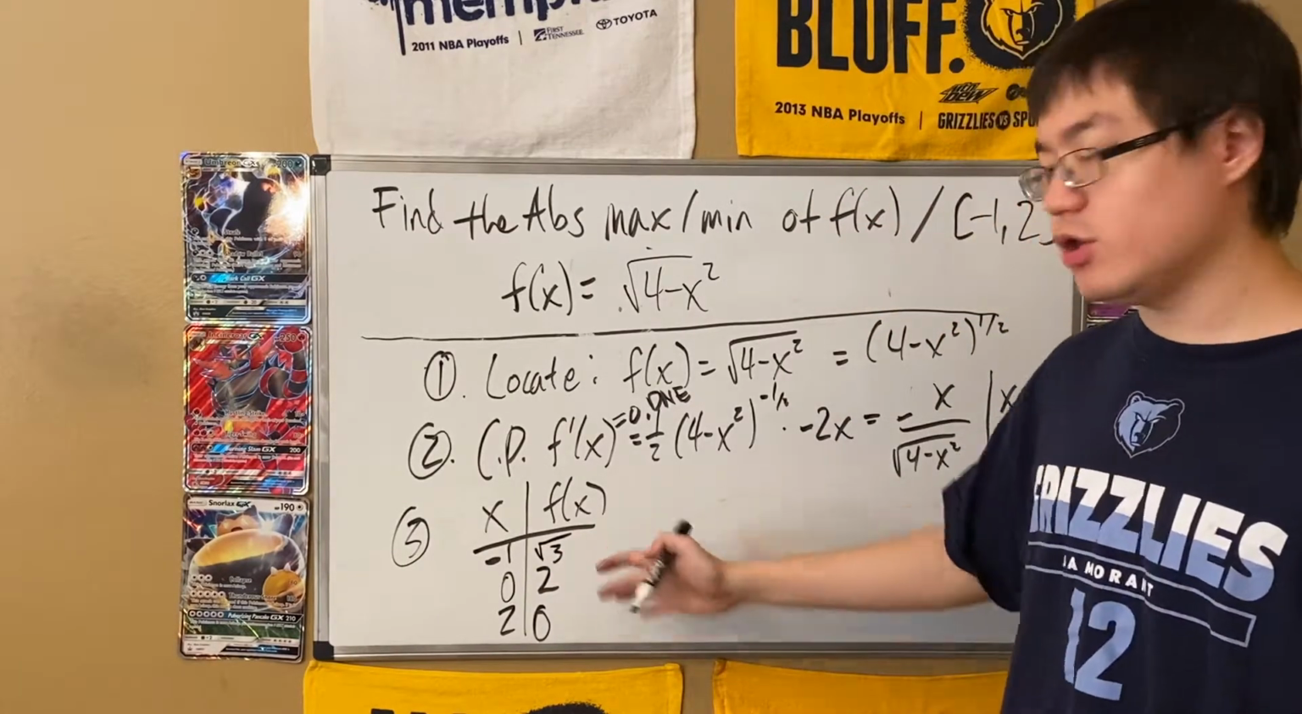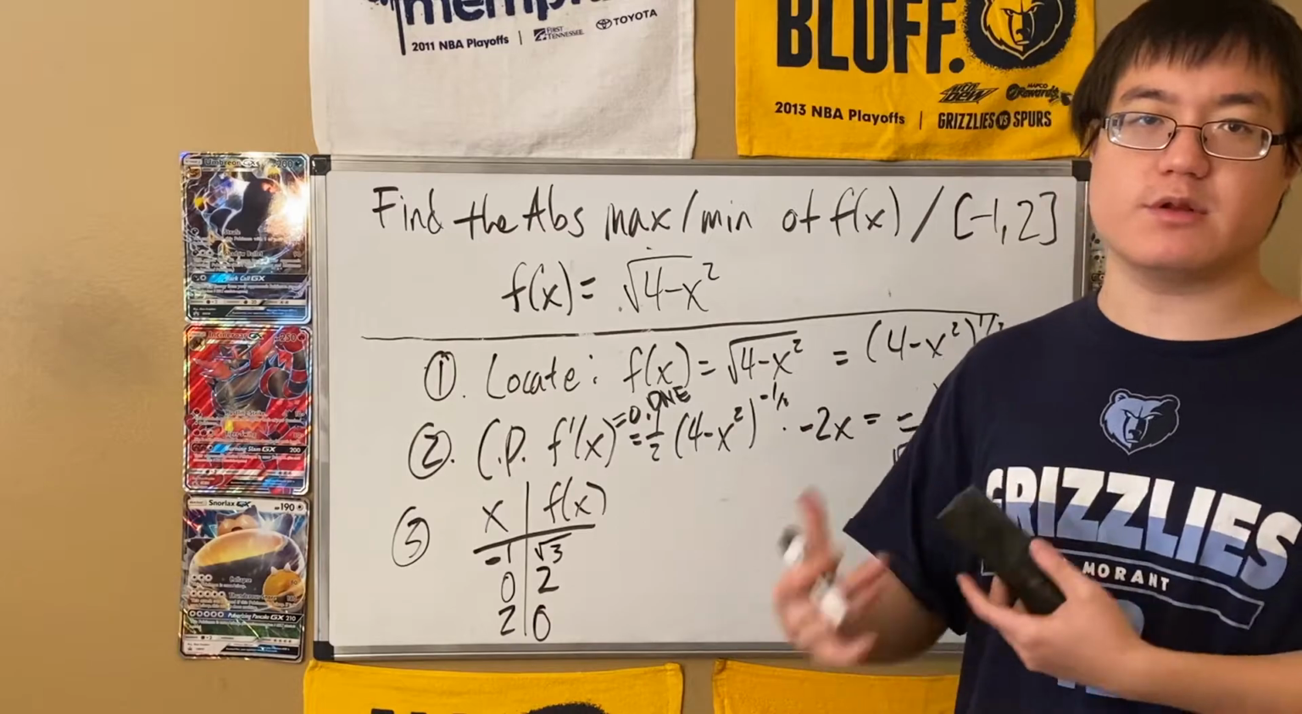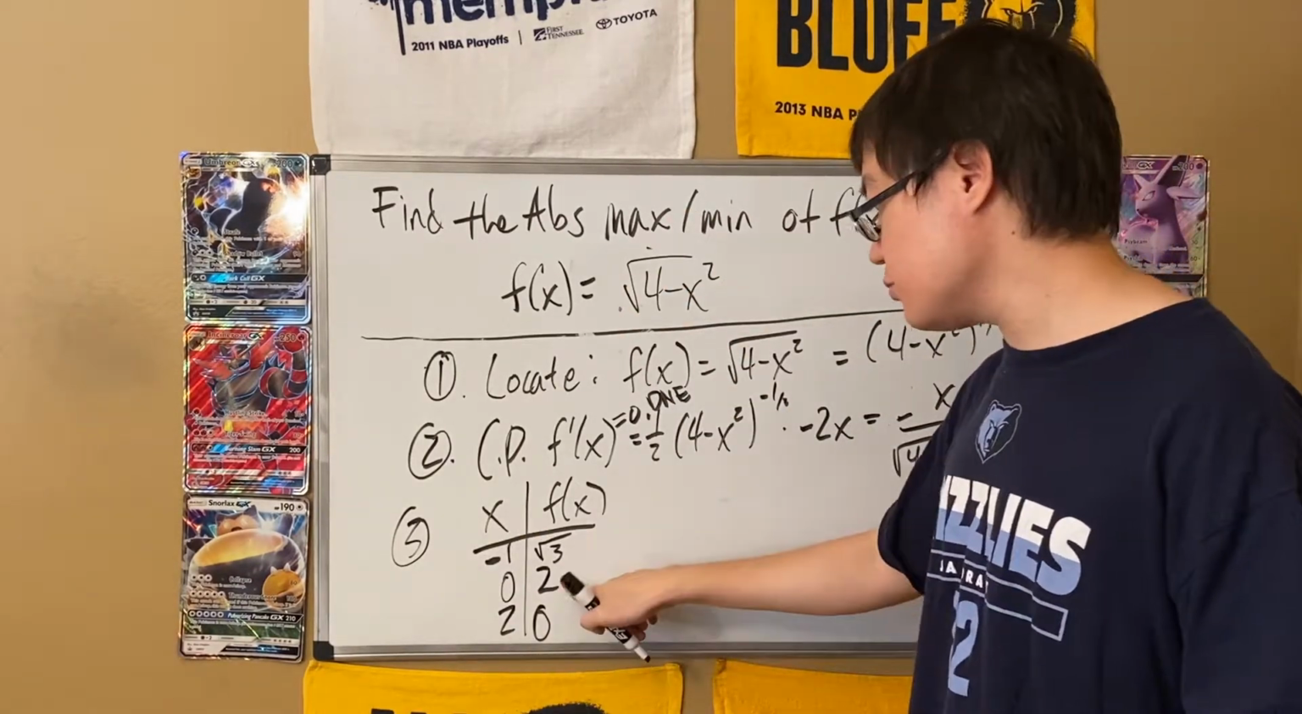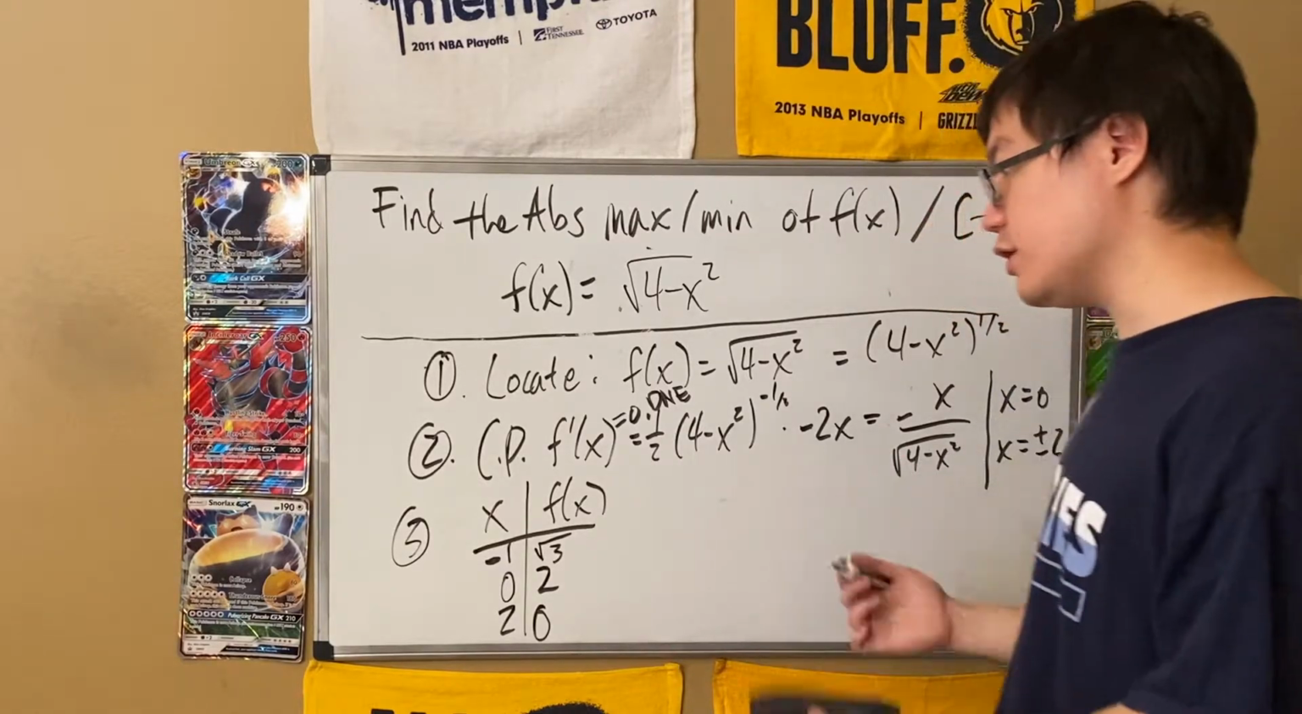If you don't know, 2 is bigger than the square root of 3, because 2 is equal to the square root of 4, and the square root of 4 is bigger than the square root of 3. So it looks like this will be the max, and this will be the min. So let's write that down.